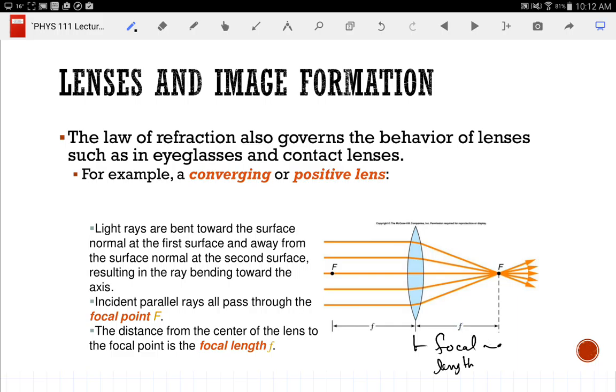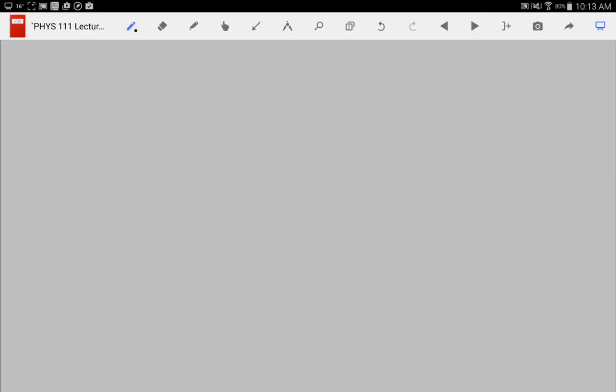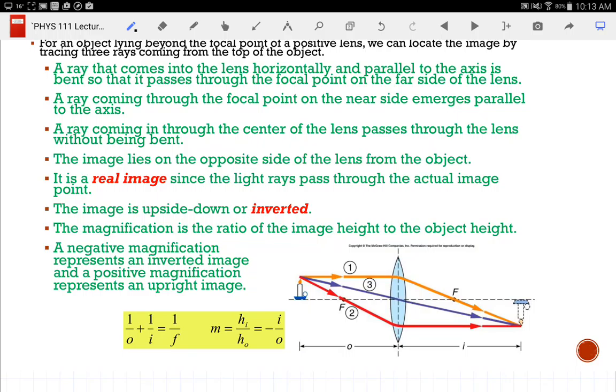We give the symbol lowercase f for focal length, capital F for the focal point. And notice the focal point is drawn on both sides, because light works the same way forward and backward. If I have parallel light rays coming from the right side, they would then come together and form an image at the focal point on the left side. We call converging lenses positive lenses because the focal length is positive. Because the light really comes together, we measure the distance out here to where it comes together and we get a positive number. So converging brings the light together, has a positive focal length, so we call it a positive lens.